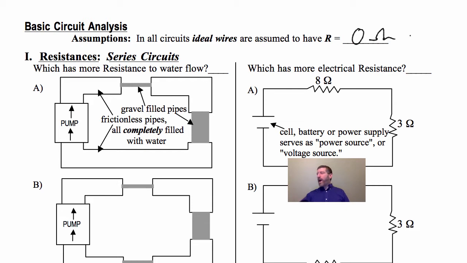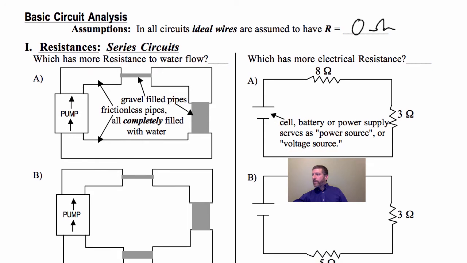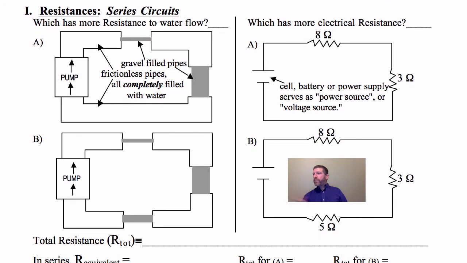Now let's talk about how resistances combine. First of all, in series circuits, we're going to start off with some intuitive understanding of how water flows, and then see if we can apply it to how charge flows. So my question to you is this. Let's take a look right over here, part A. Which has more resistance to water flow, A or B?